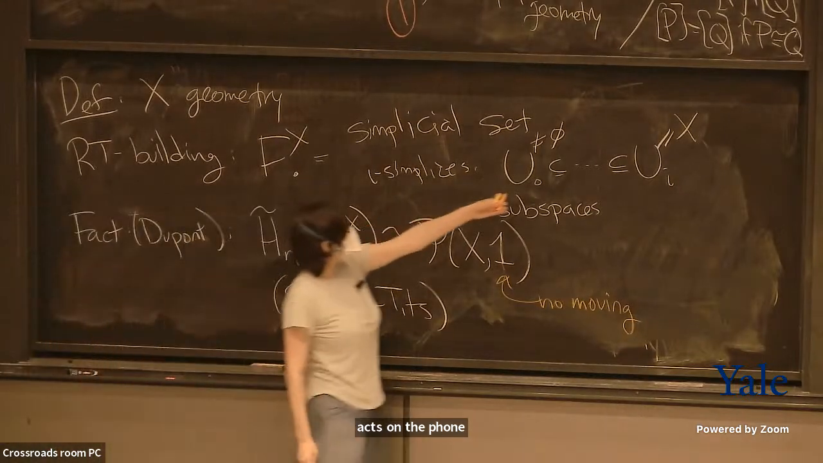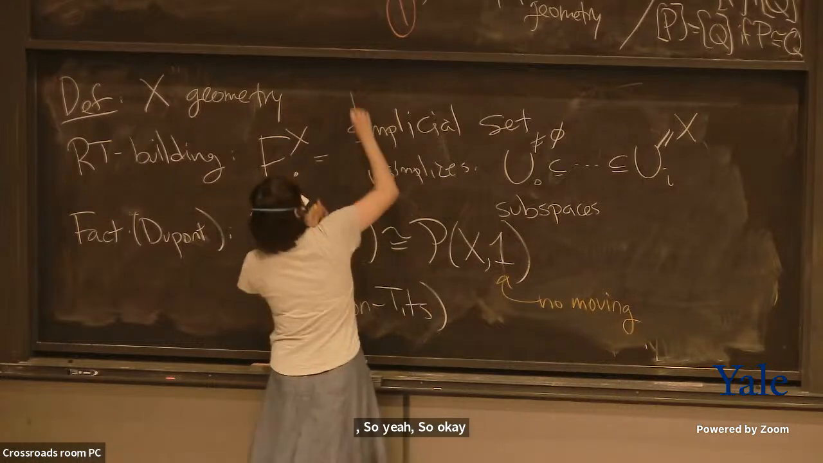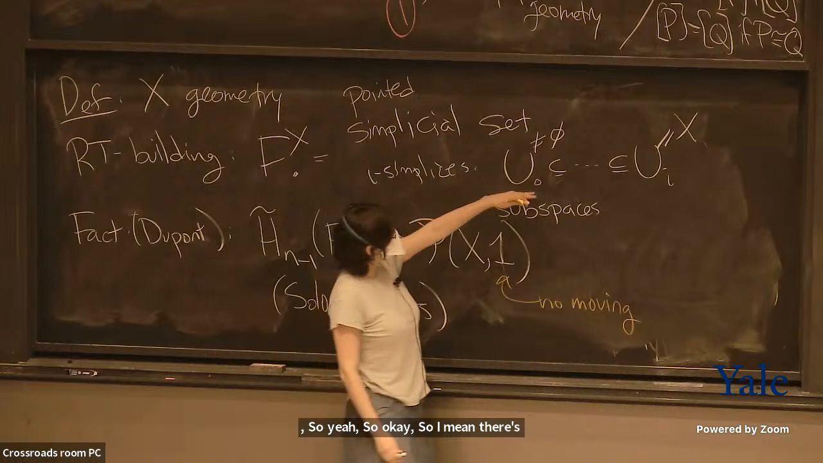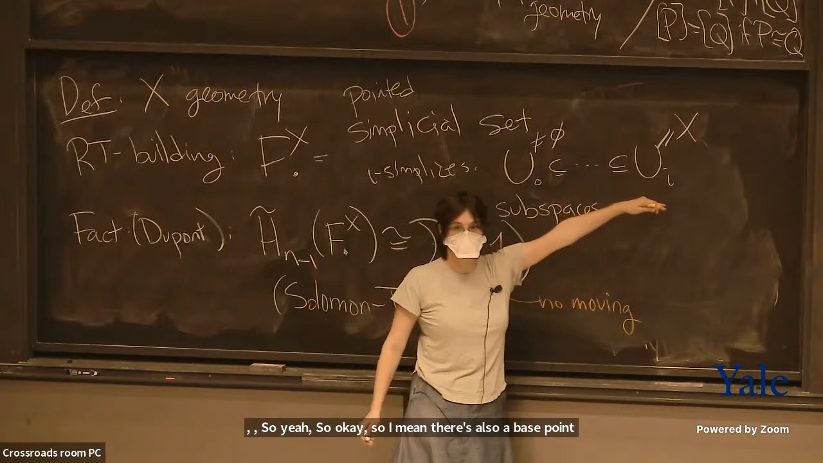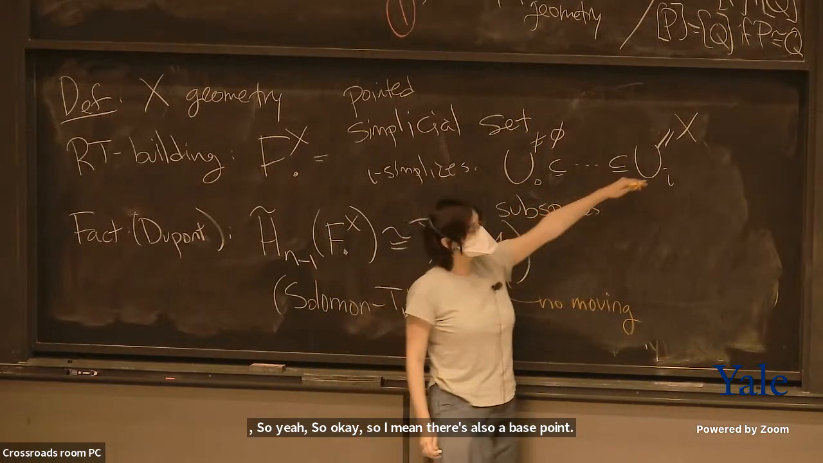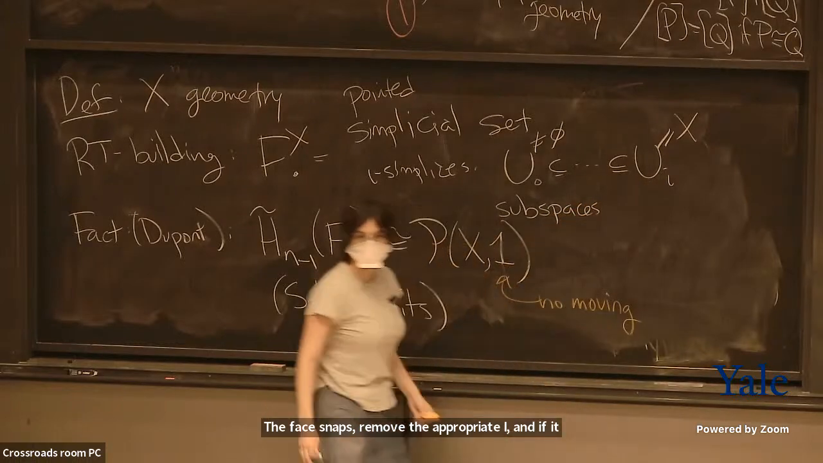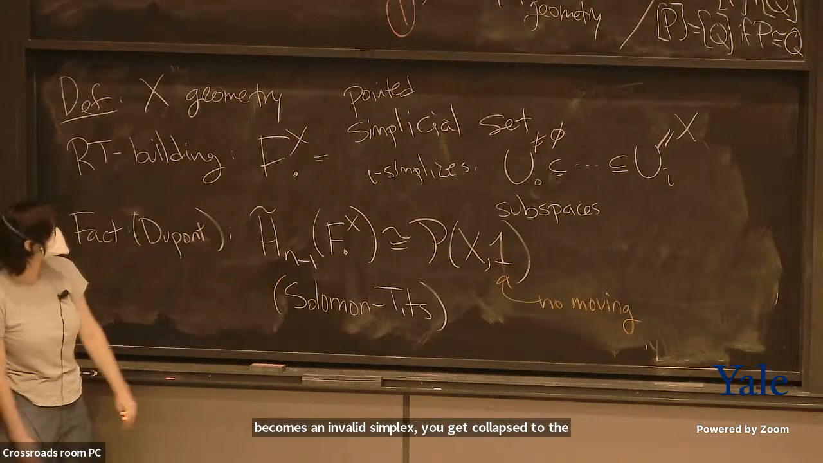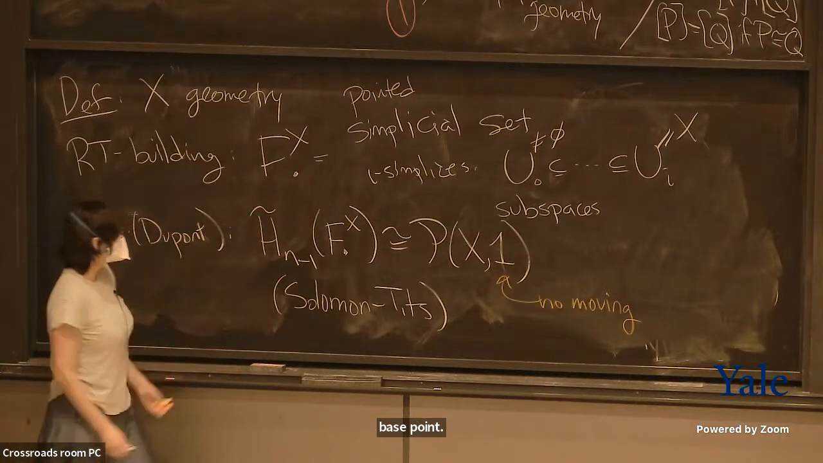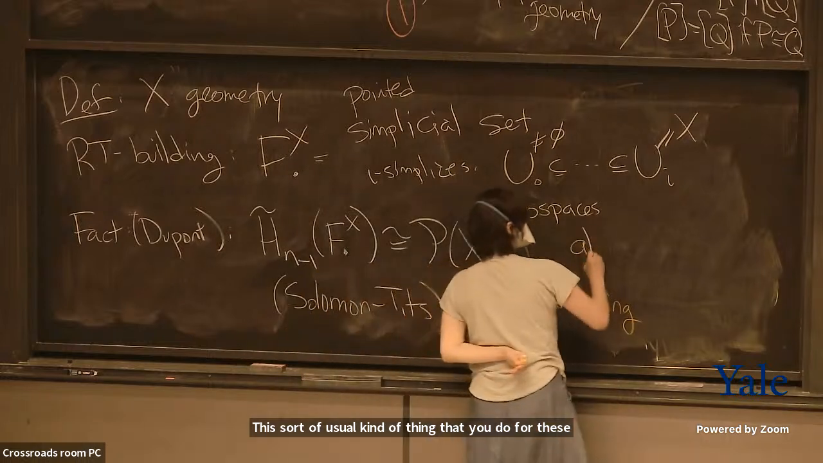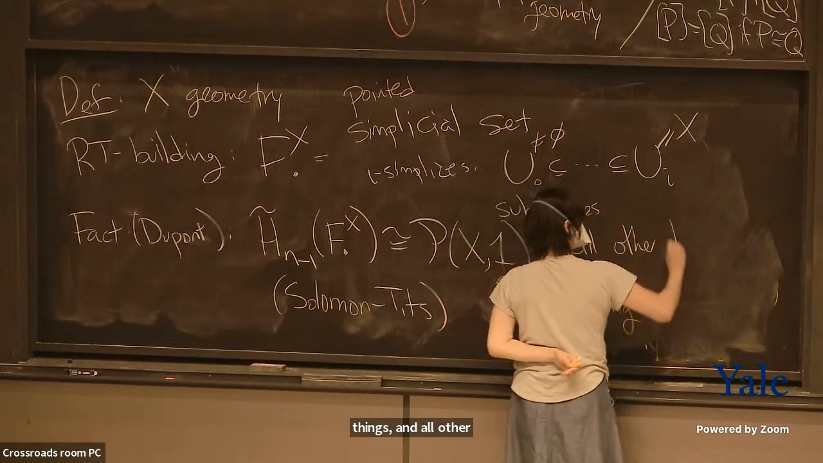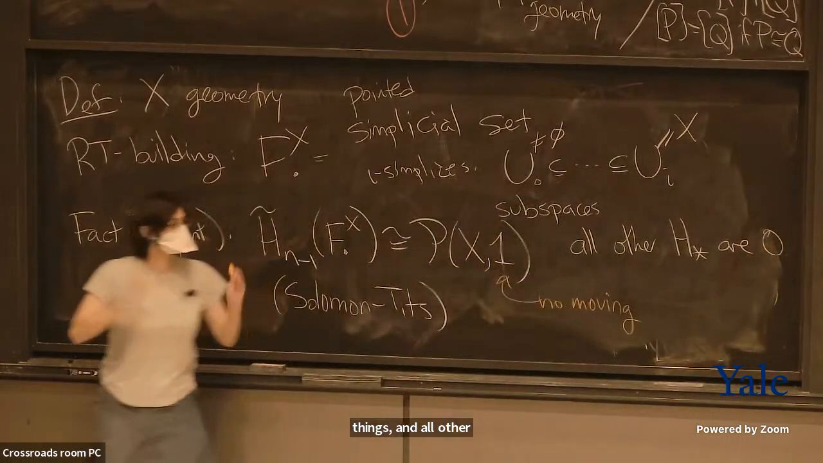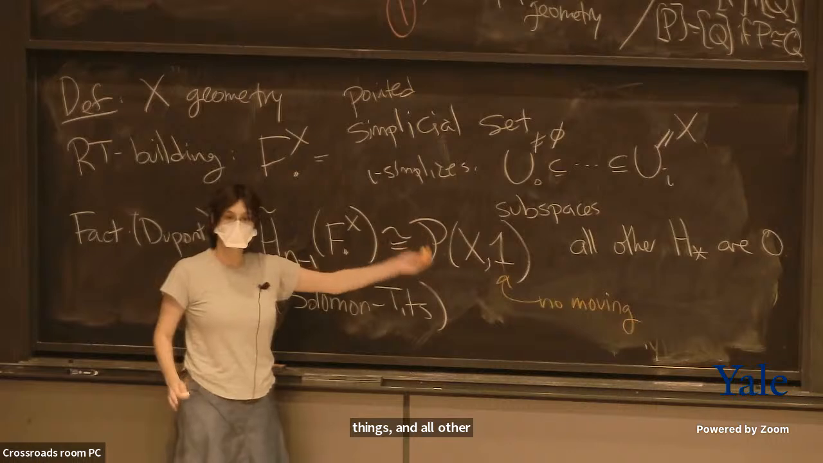But this initial set, you know, obvious. So this is a pointed simplicial set, meaning there's also a base point. The face maps remove the appropriate i, and if it becomes an invalid simplex, you get collapsed to the base point. This is sort of the usual kind of thing that you do for these things. And all other homology groups are zero. So this is a topologization of this group.